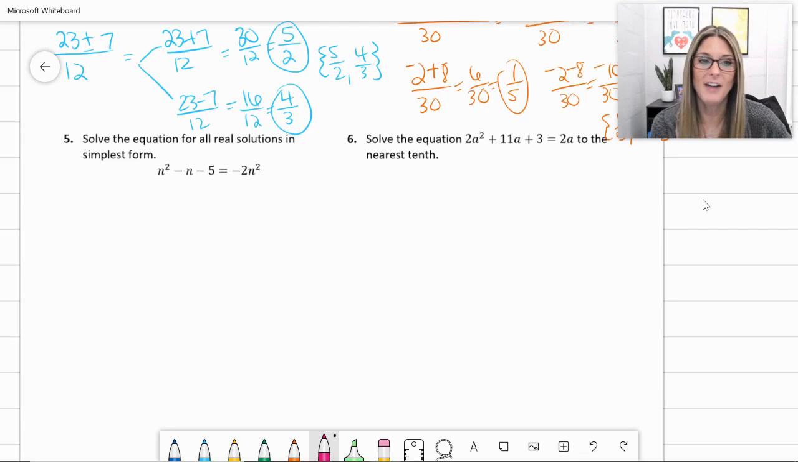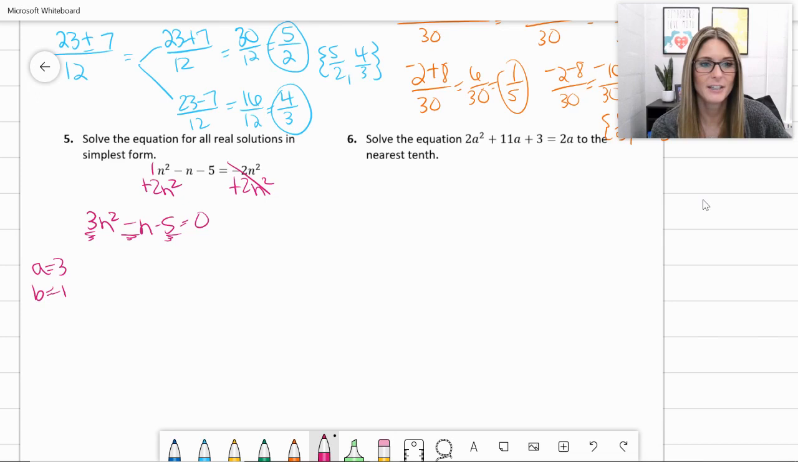Our last two examples, number 5: solve the equation for all real solutions in simplest form. Let me show you how this one is going to turn out. We're going to follow the same process, just our answers look a little bit different. I'm going to set it equal to 0 by adding 2n squared to both sides. That's going to give me 3n squared minus n minus 5. Now it equals 0. From this quadratic in standard form, my a is 3, my b is negative 1, and my c is negative 5. I'm going to write it over here and get ready to plug it into the quadratic formula.